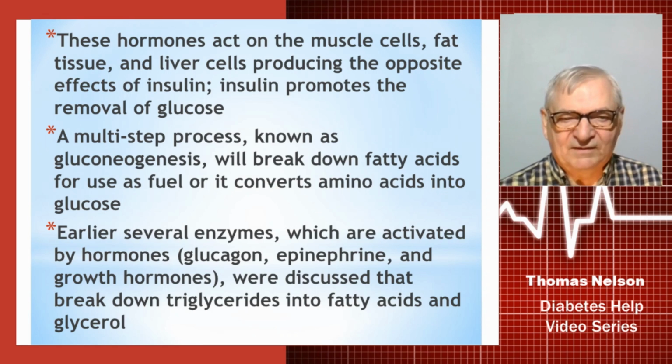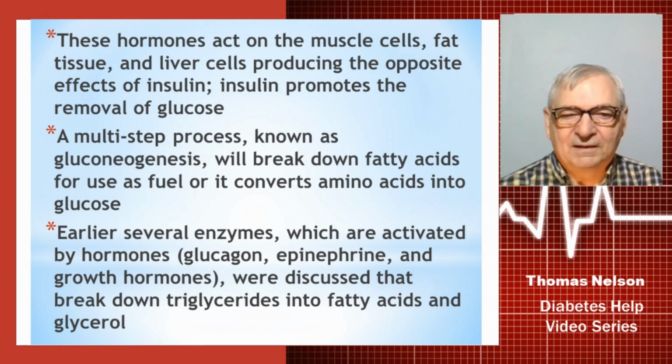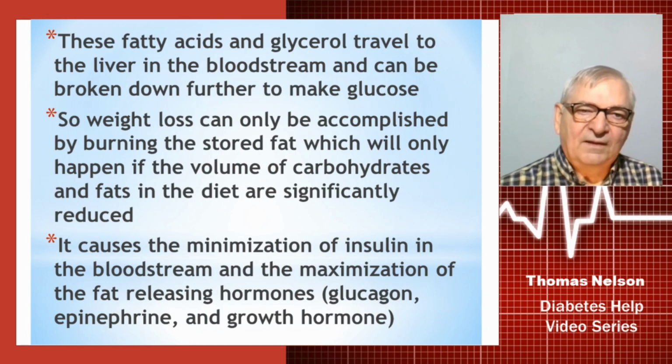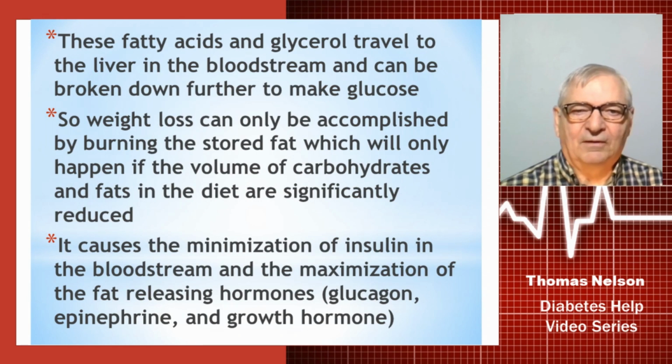So earlier, several enzymes, which are activated by hormones like glucagon, epinephrine, and growth hormones, were discussed that break down triglycerides into fatty acids and glycerol, so that those fatty acid individual strands can be picked up by the cells and used for fuel. So these fatty acids and glycerol travel to the liver in the bloodstream, and they can be broken down further to make glucose if necessary.